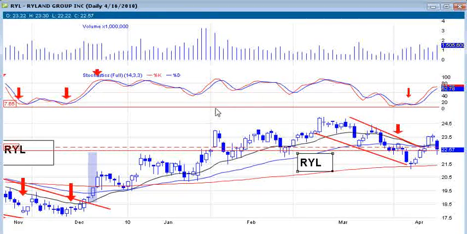I don't like to throw that word around, simple, because not everything's simple. You have to do the work. You have to have the discipline. You have to have the patience. But once you put all that formula together, you're going to be a successful trader in the market.